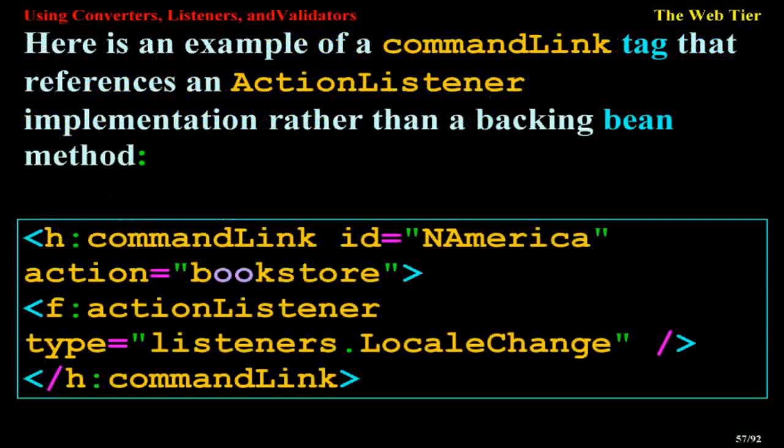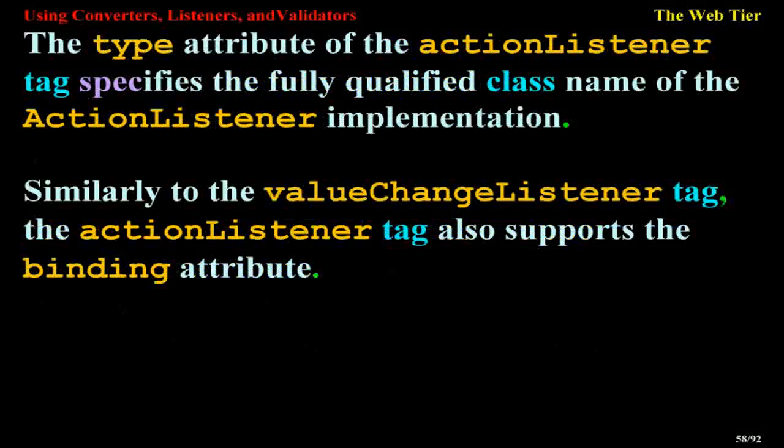Here is an example of a commandLink tag that references an actionListener implementation rather than a backing bean method. h:commandLink id="NAmerica" action="bookstore", f:actionListener type="listeners.LocaleChange", /h:commandLink. The type attribute of the actionListener tag specifies the fully qualified class name of the actionListener implementation. Similarly to the valueChangeListener tag, the actionListener tag also supports the binding attribute.